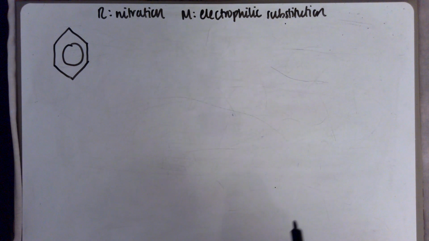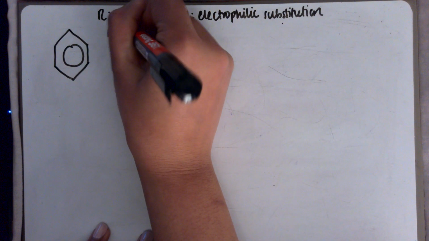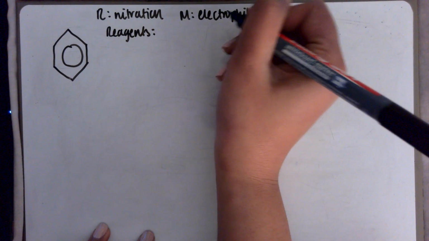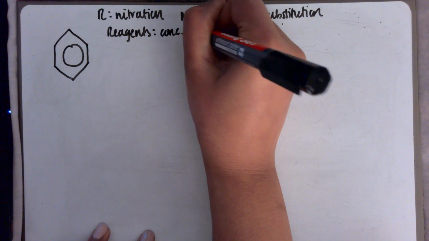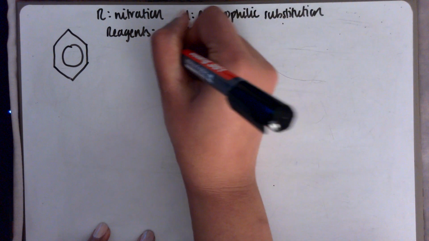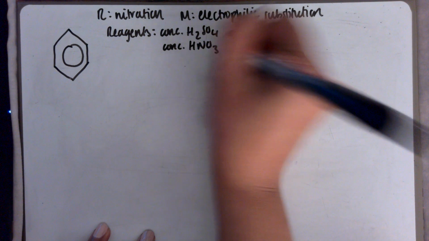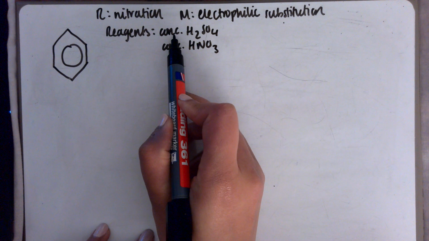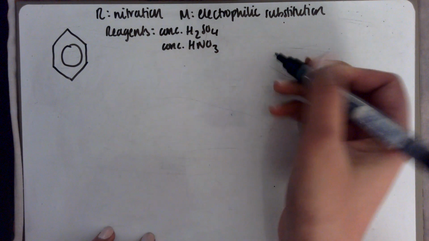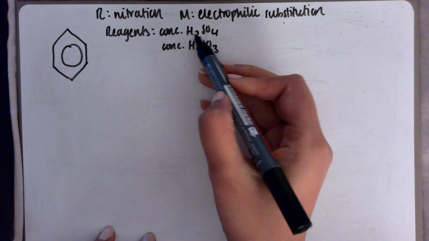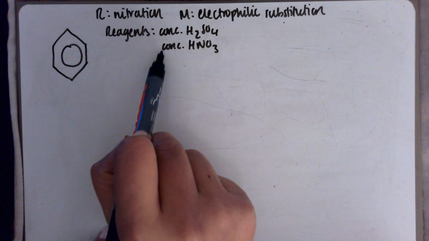The reagents that we need for this, and this is really important, we need to say concentrated sulfuric acid and concentrated nitric acid. If you write only concentrated in front of one of them, you don't get the mark. I know it sounds really silly to say concentrated sulfuric acid and nitric acid, but no, it needs to have concentrated with both.